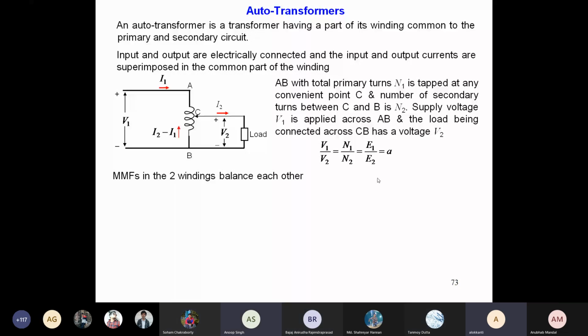In BC, what is the current? What is the current in BC? I2 minus I1. And number of turns? N2. So what is the MMF balance equation? N2 into I2 minus I1 equals N1 minus N2 into I1. Okay, so from here you will get a certain relation: I1 by I2 equal to N2 by N1 equal to 1 by A, the type of relation we got earlier.